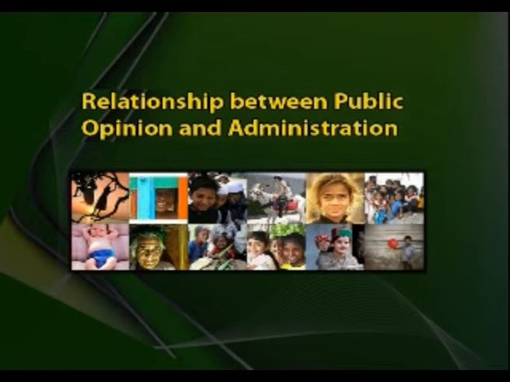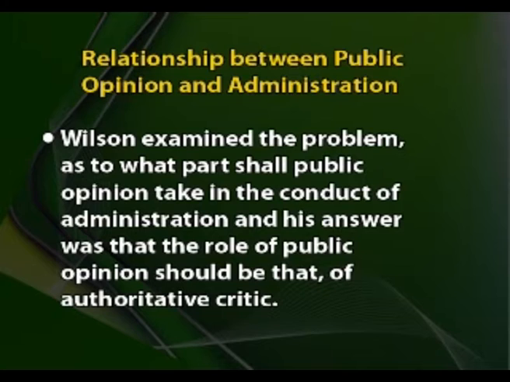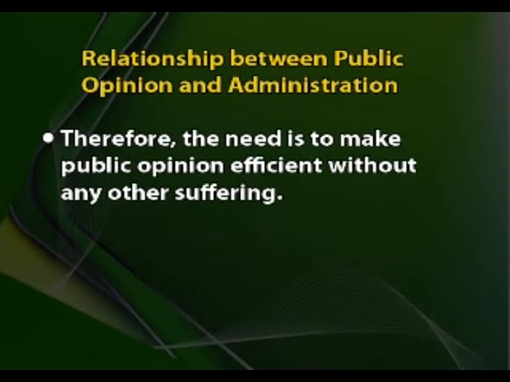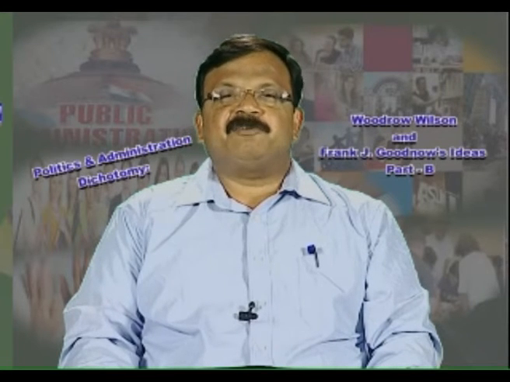Here, Wilson clearly says that, in continuation of this argument, Wilson has raised another point, that is, the relationship between public opinion and administration. Wilson examined this problem as to what part public opinion shall take in the conduct of administration, and his answer was that the role of public opinion should be that of an authoritative critic. He says public opinion is an authoritative critic on the functioning of the administrative system.